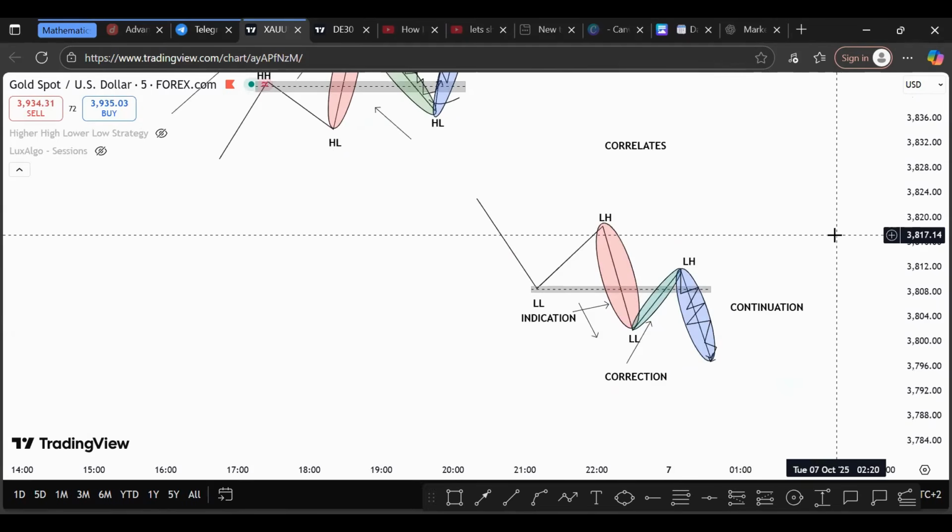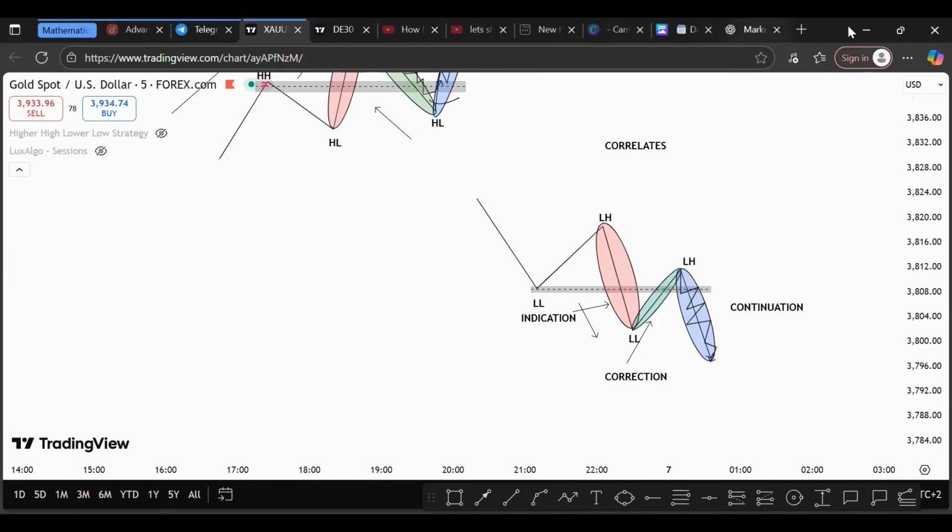Everything needs to be in sync, and everything needs to happen exactly how it should happen. You understand? So the indication, the correction, the continuation. We don't miss steps: the indication, the correction, the continuation, and then the correlation at the end. That's why I'm saying you have to ensure everything correlates in terms of the movement and the time frames. All of the time frames are in sync in terms of the trend. That's when it's much easier to take those trades.